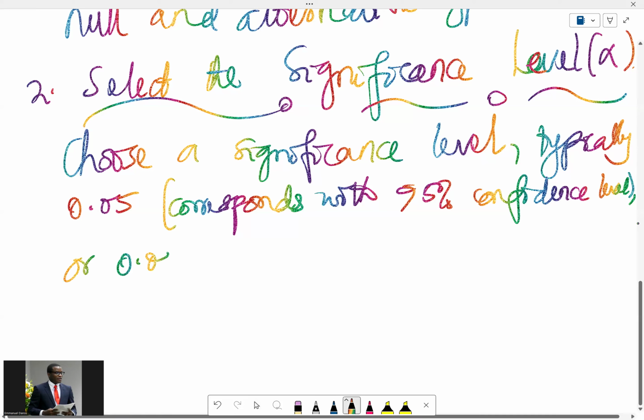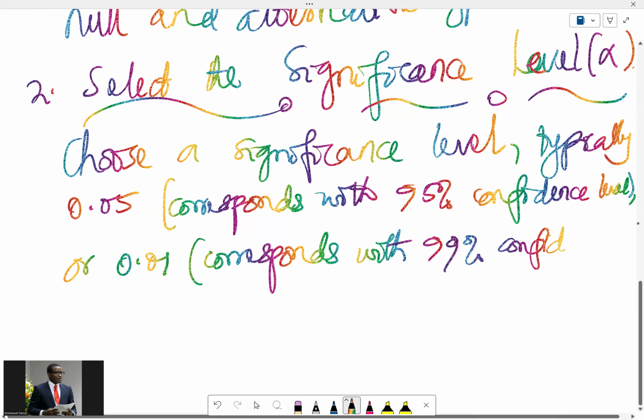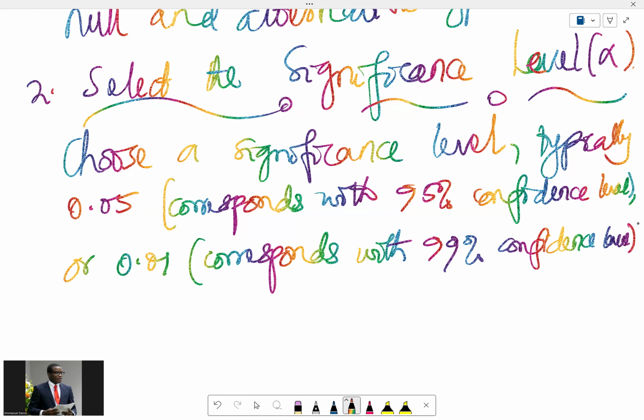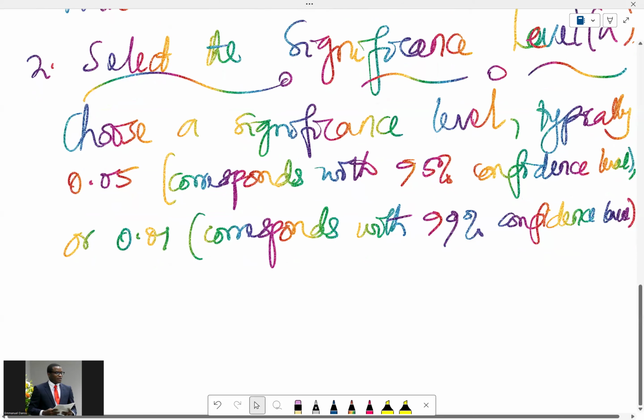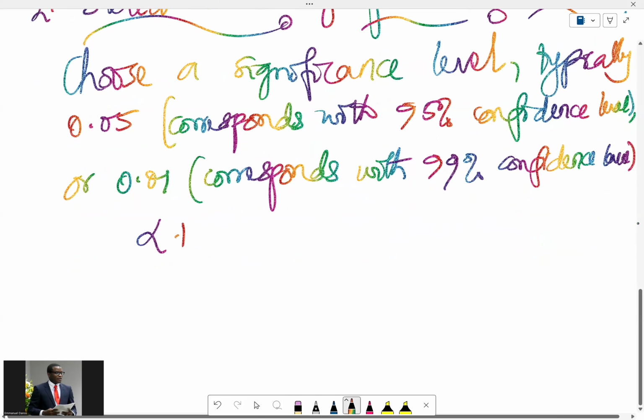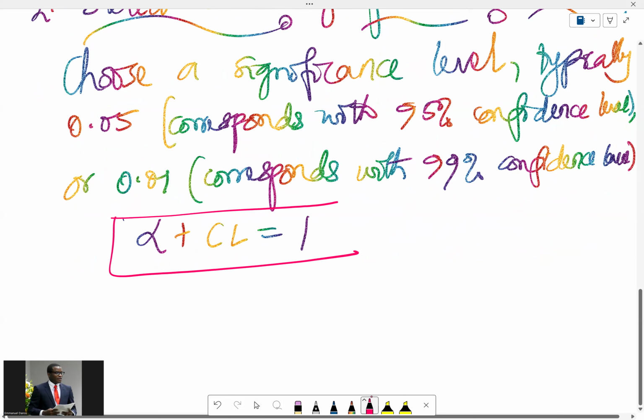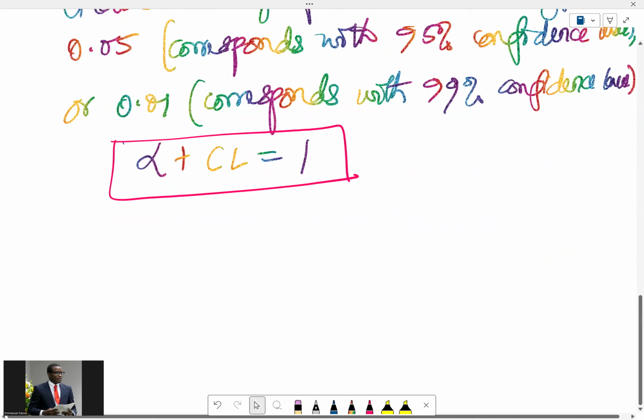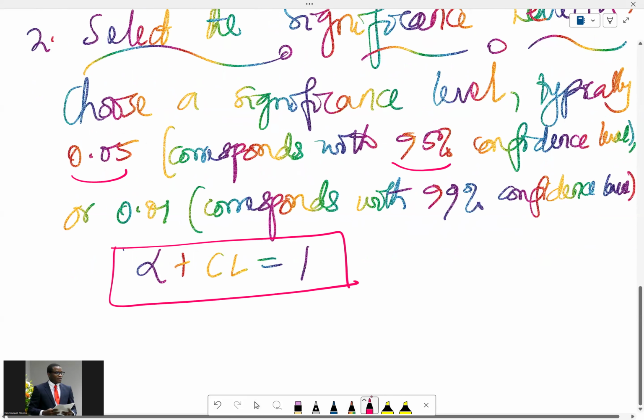Another popular one is 0.01, which corresponds with 99% confidence level. So this is a higher confidence level, and the margin for error is smaller. It's only 0.01 compared to 0.05 in the other case. Really important: significance level plus confidence level is usually equal to 1. That's why 0.05 plus 95%, which is 0.95, gives 1. Same for 0.01 and 99%, which is 0.99. If you add the two together, you get 1.